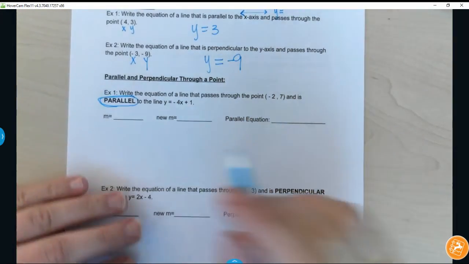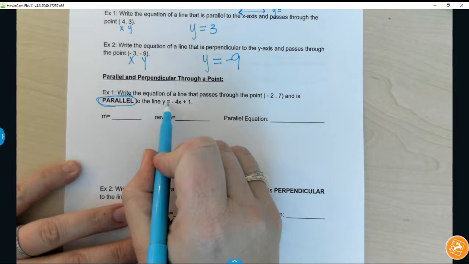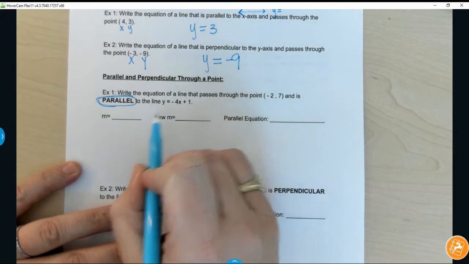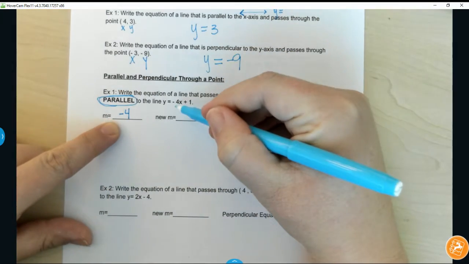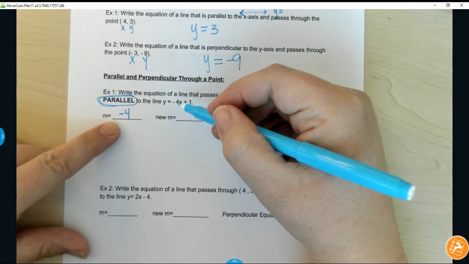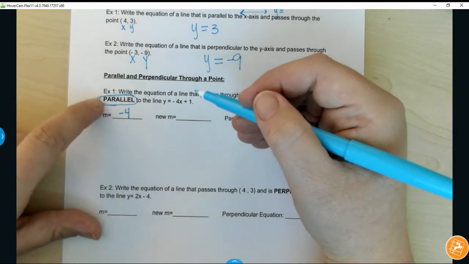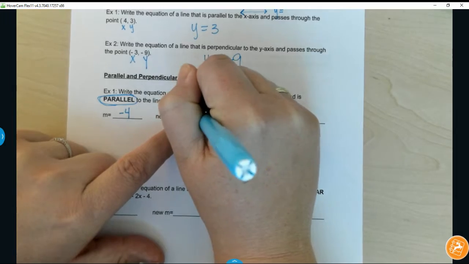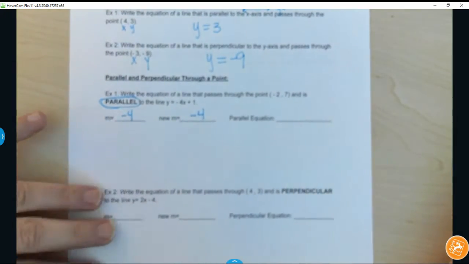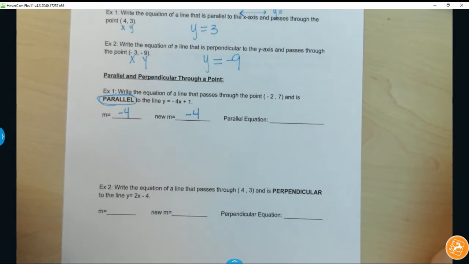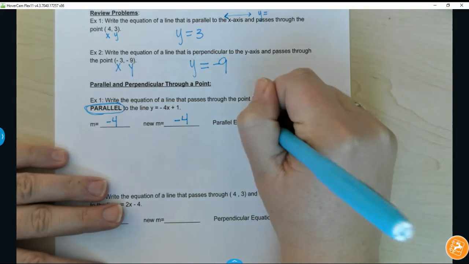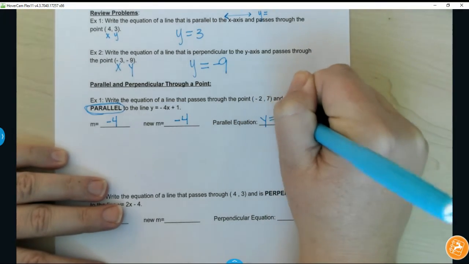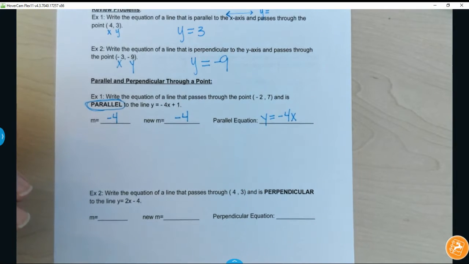Parallel, that's the same slope. So if it is parallel to the line y equals -4x plus 1, I know that my slope is -4. That's the coefficient in front of x. That's the m spot of the equation, so that's the slope. And if it's parallel, we have the same slope, so I know that the new slope is also -4. So if we're thinking about the parallel equation, we know it for sure is going to start off with y equals -4x, and then we don't know what the y-intercept is yet, so we're going to find it.